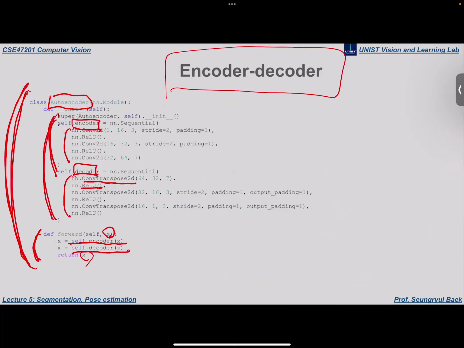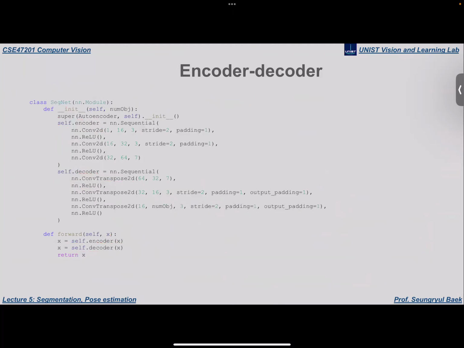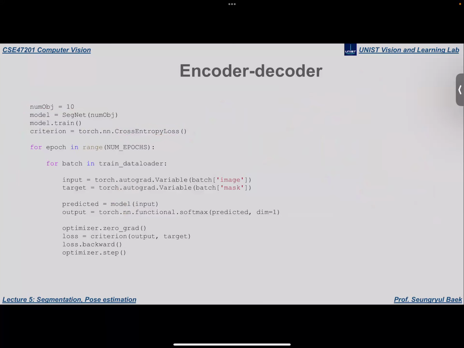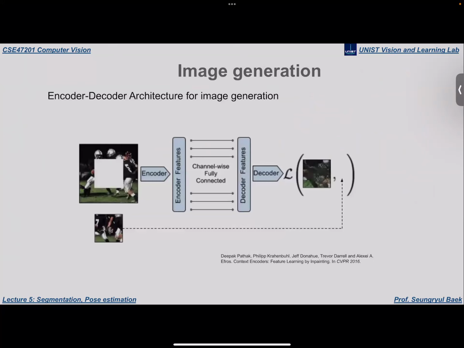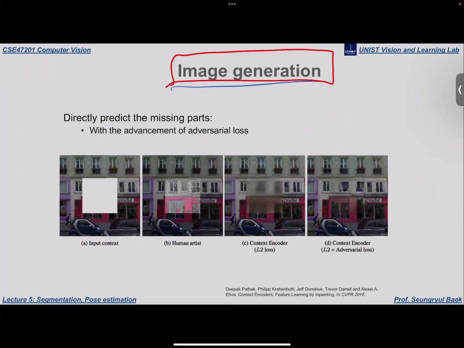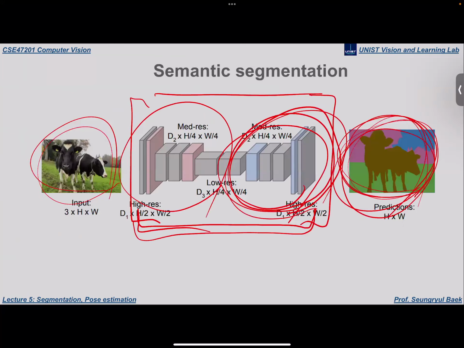architecture, and this is the code. The encoder is composed of the convolutional layers, and the decoder is composed of the transpose convolution operation. This is the forward function of that. And you can use the same training code to train that encoder-decoder architecture. Okay. And then we also have to learn about the image generation part now. Previously, we have learned to generate some 2D arrays from the input image.